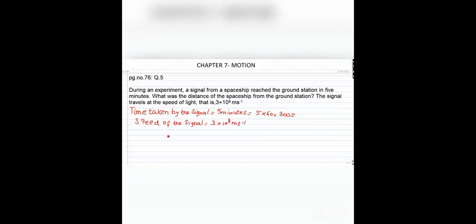We have to find the distance of the spaceship from the ground station. So we have the formula to be distance is equal to speed into time. So this is 3 into 10 power 8 into 300. So what do we get? We get 9 into 10 power 10 meters. So this is the answer for the question.